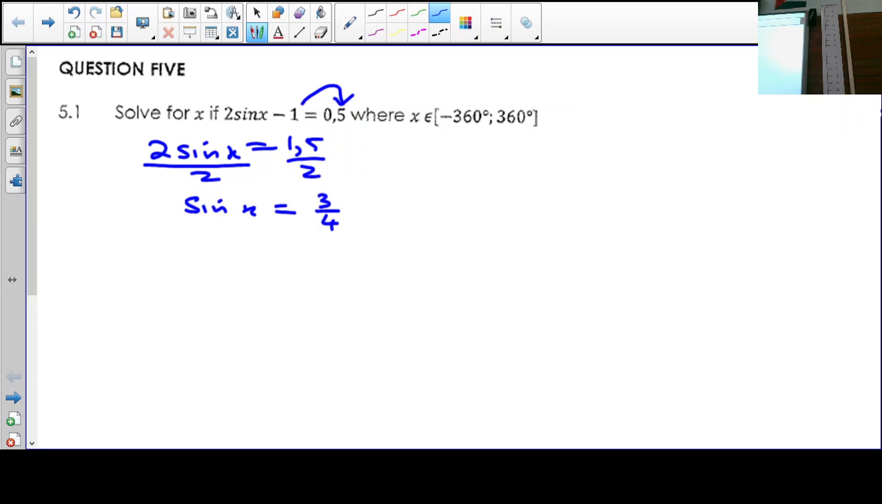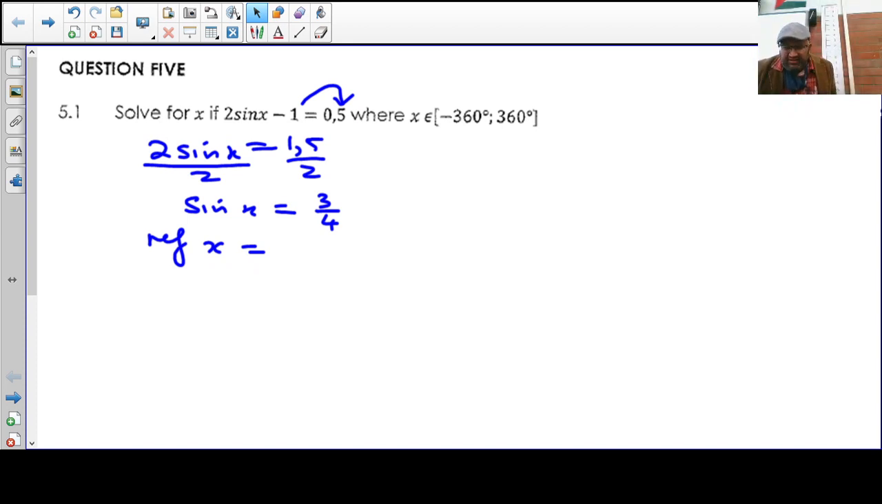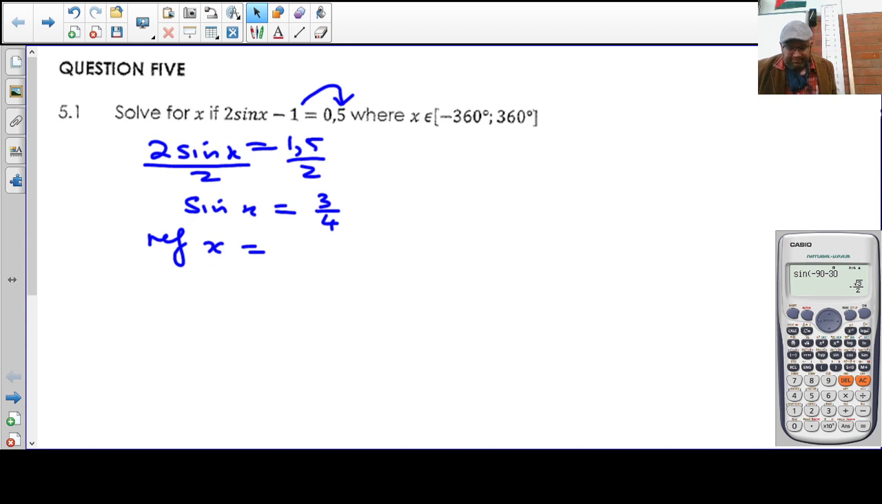So what do I do now? I apply my reference angle. So I go arc sine of 3 over 4. So we need to pull the calculator up now. So we got arc sine, shift sine of 3 over 4. It's going to give you 48,59.